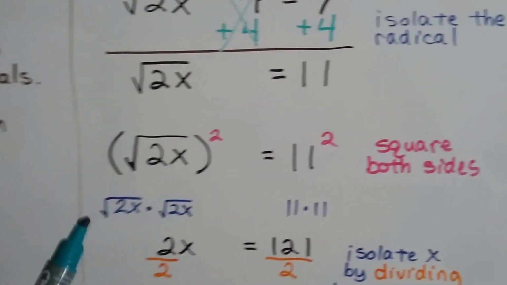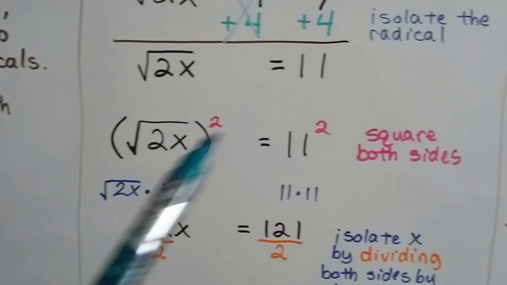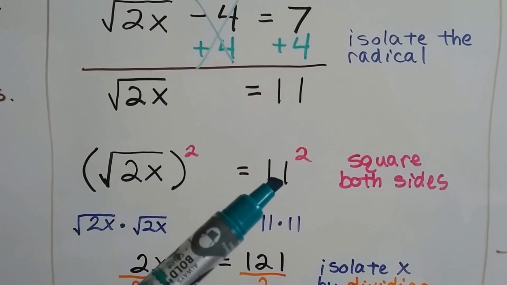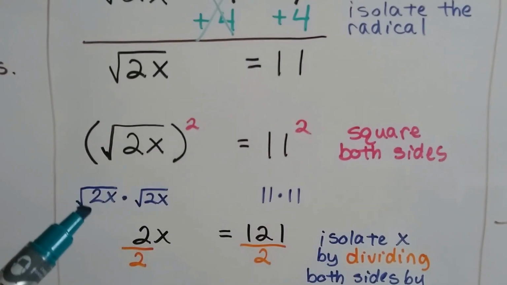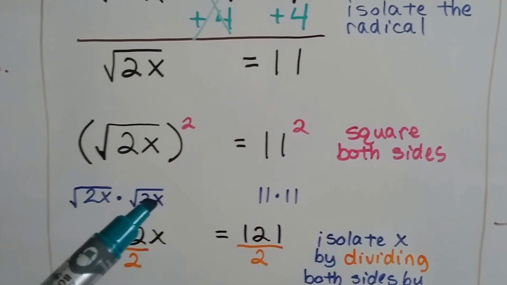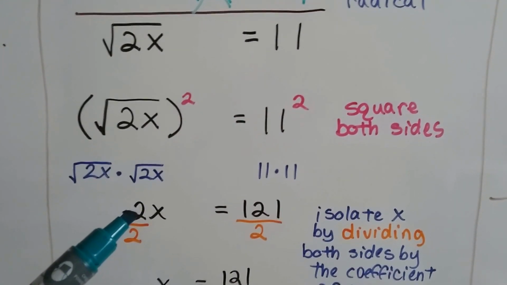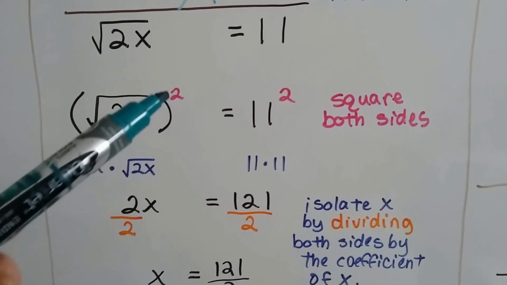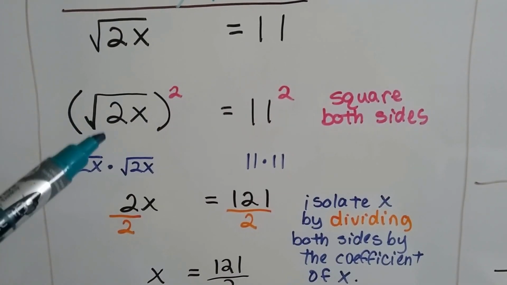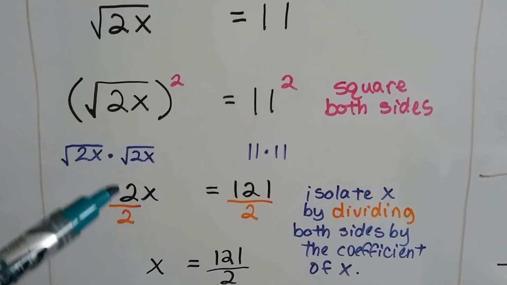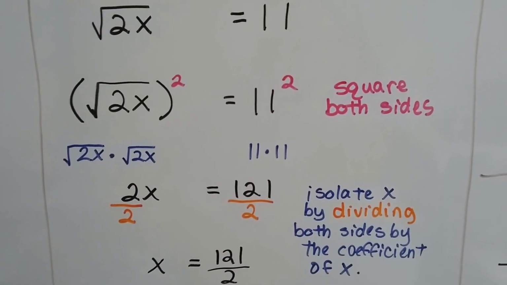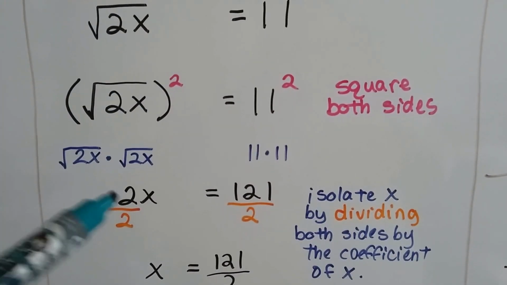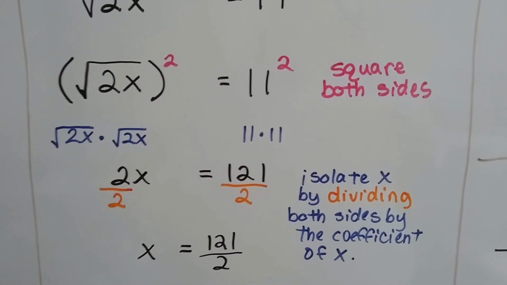And what we do is, the principle of squaring, we square both sides. So we square the square root of 2x and we square 11. And we get the square root of 2x times the square root of 2x. Well, what happens is that removes the radical sign. By squaring it with a square root symbol, it just removes the radical symbol. See that? So just remember, if you've got a square root sign and then it's being squared, it completely removes the radical symbol, okay?